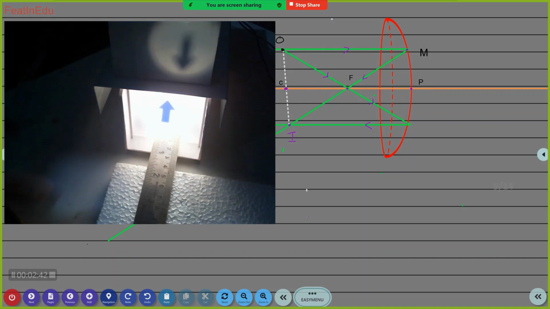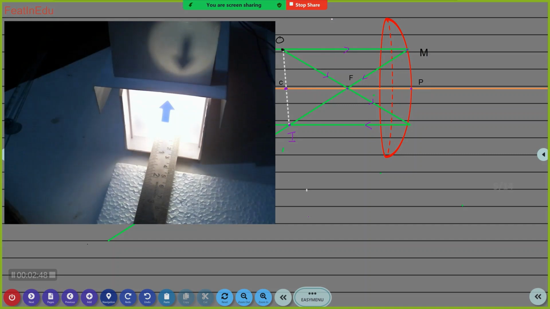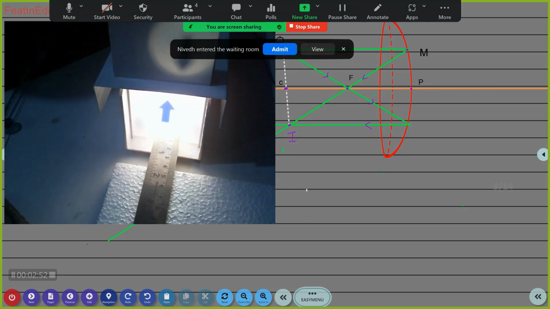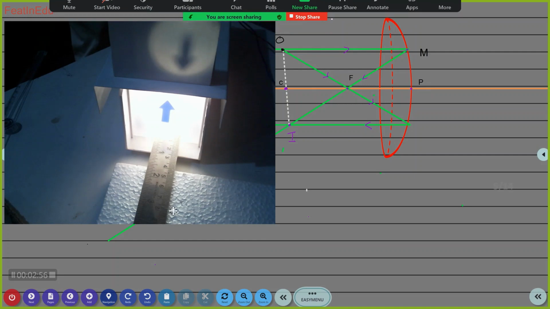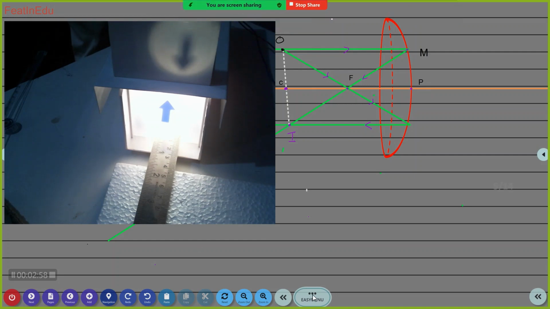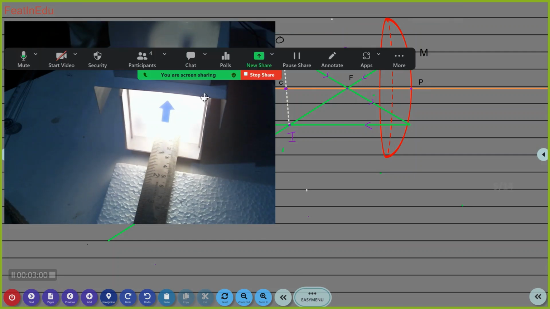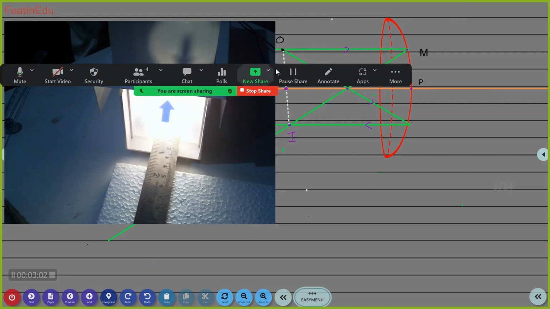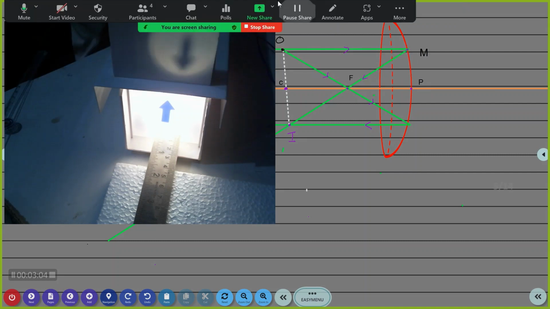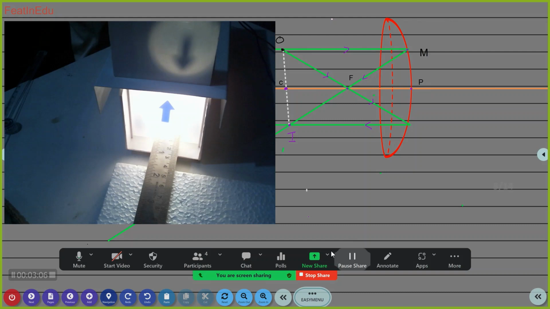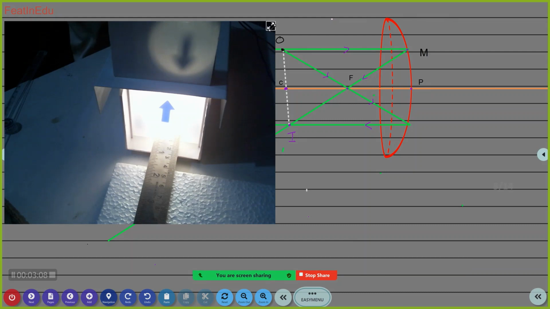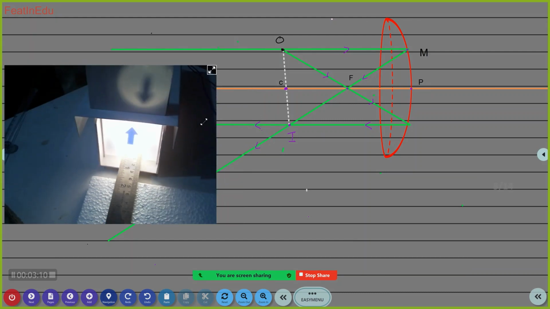now the object distance has increased. The object is beyond C. So when the object is beyond C, the image has to move towards the what? Yesterday I gave you this homework for you. Do you remember? The image has to move towards the focal point. Isn't it? Hello? Yes.